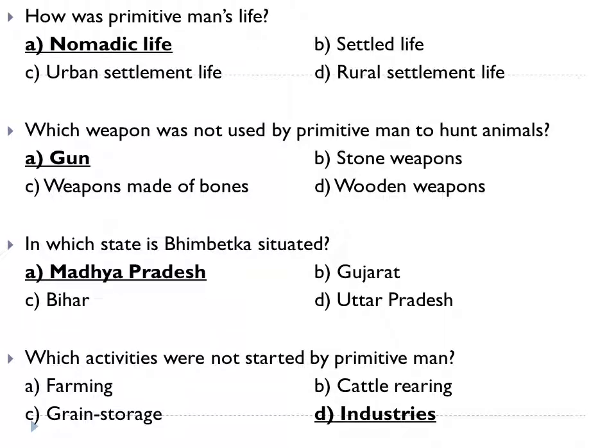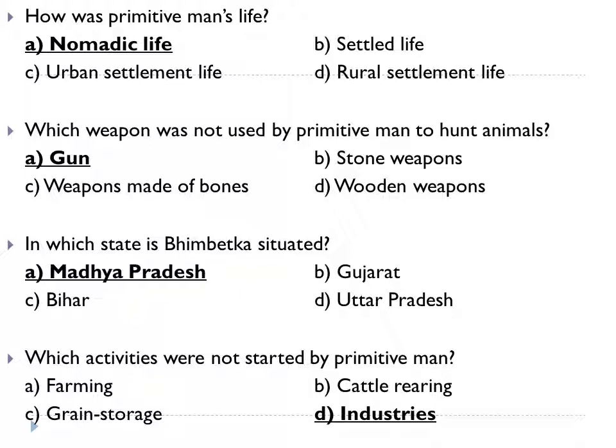How was primitive man's life? The early people, what kind of life they led? A. Nomadic life, that is wandering life, moving from one place to another. B. Settled life, the kind of life we are living. C. Urban settlement life, that is living in cities. And D. Rural settlement life, settled life but in villages. Primitive man's life was nomadic life.